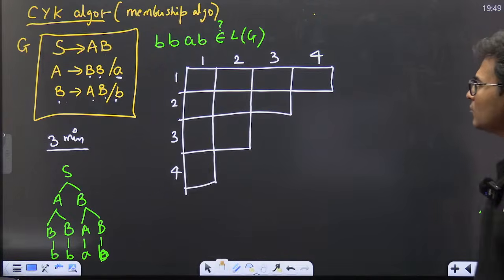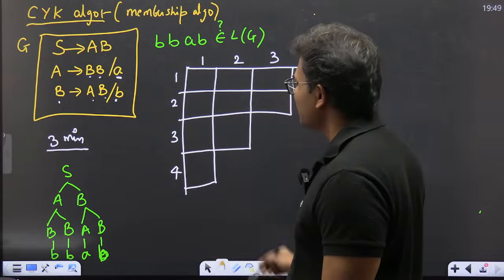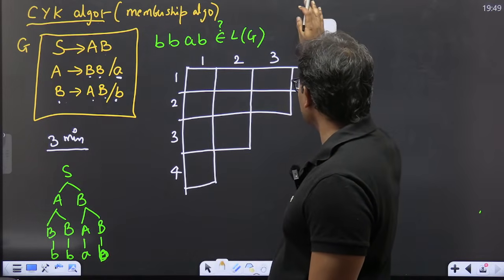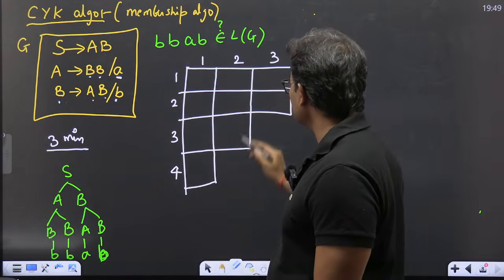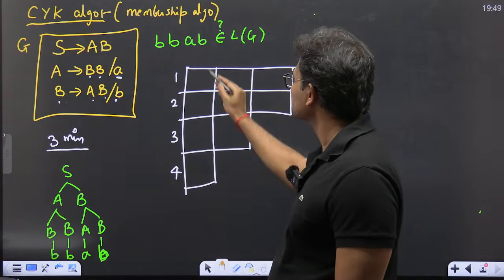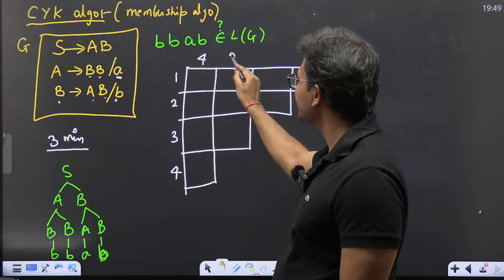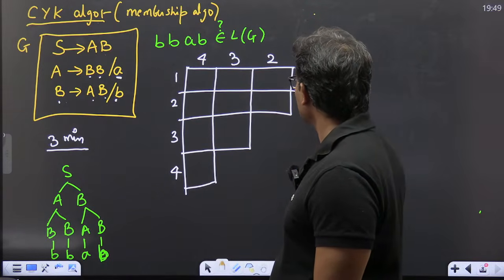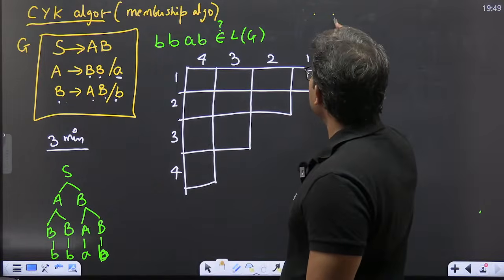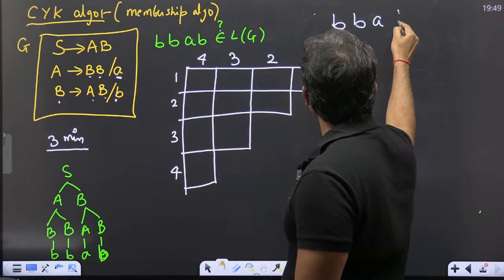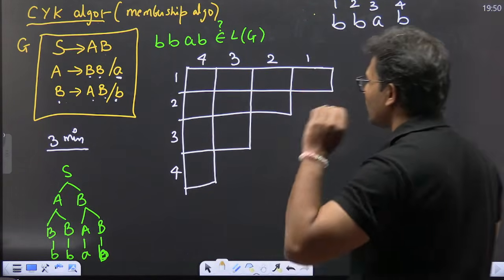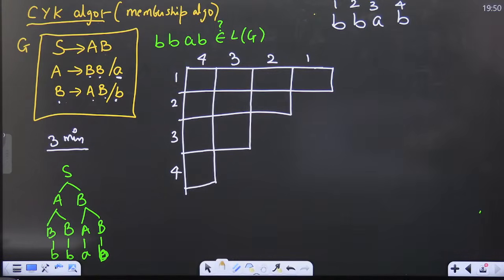Okay. Now see this. I have written the numbers wrong, right? I should write them in the reverse order: 4, 3, 2, 1. First you try to fill 1, 1. What is 1, 1? See, B, B, A, B. 1, 2, 3, 4. What is 1, 1? 1, 1 is B.